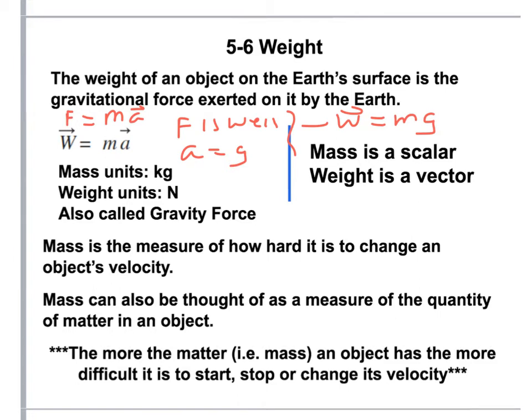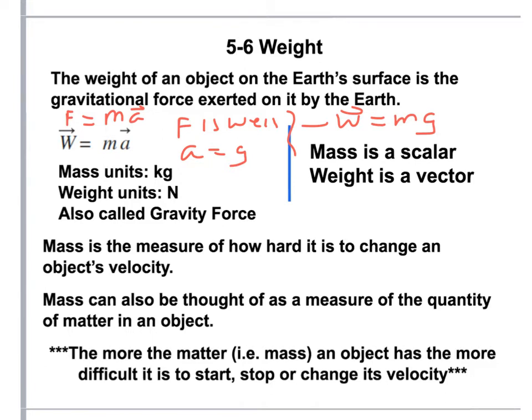Whenever we do talk about weight, it always will be in the form of W equals mg. Weight is a vector, mass is a scalar, and then of course acceleration is a vector as well. And here gravitational acceleration has one direction. It points towards the Earth, towards the center of the Earth. So sometimes weight is called gravity force or gravitational force. So when you hear that, actually gravitational force is the force due to gravity, but gravity force is often the term used for weight.